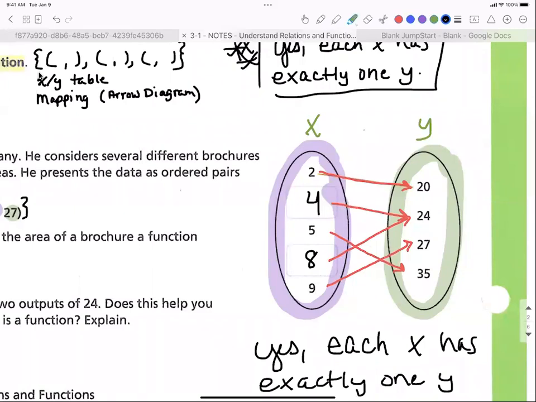Now, some of you said no, and some of you said no because of this cheating 24. The 24 is a y, and y's can do whatever they want. So it does not matter that 24 is going out with 4 and 8, okay? Y's can do whatever they want. All you care about is your x's. You don't want any cheating x's, okay?